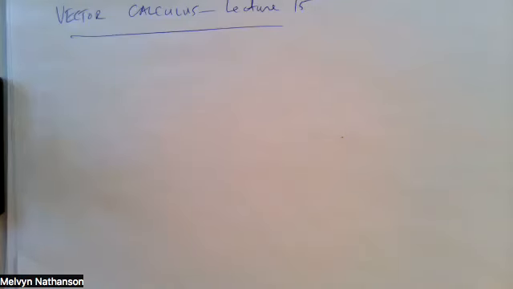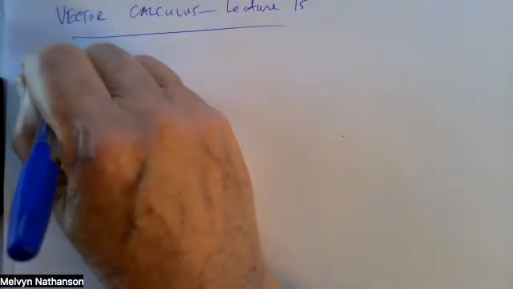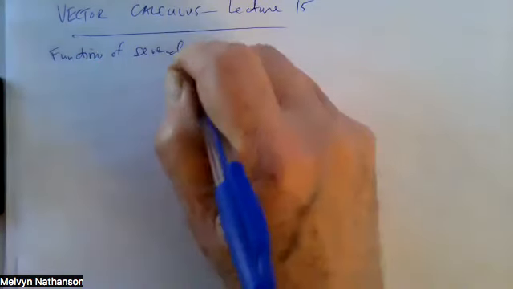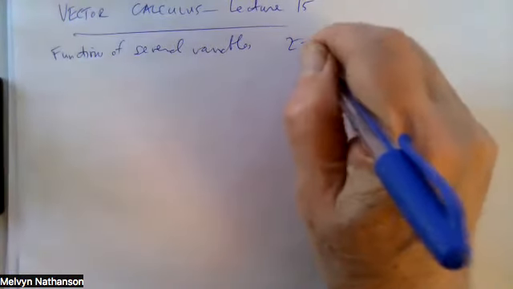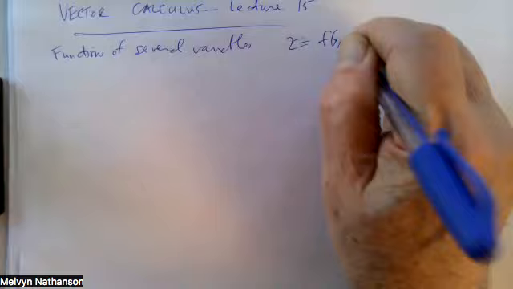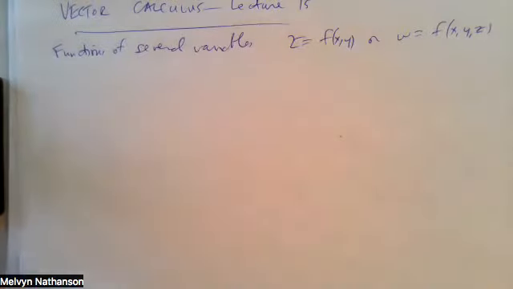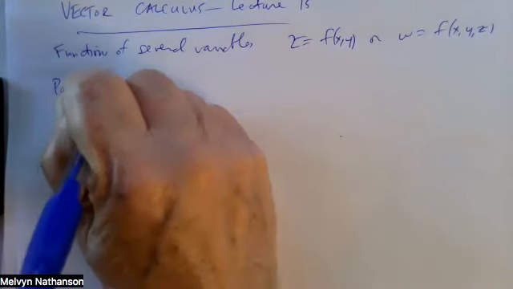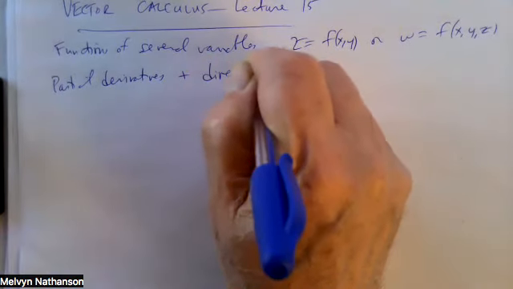Vector Calculus, Lecture 15. So we are in Chapter 15, and we're studying functions of several variables. So you might have a function z, a function of x and y, a function of two variables, or w, which is a function of three variables. And we've looked at partial derivatives and directional derivatives.